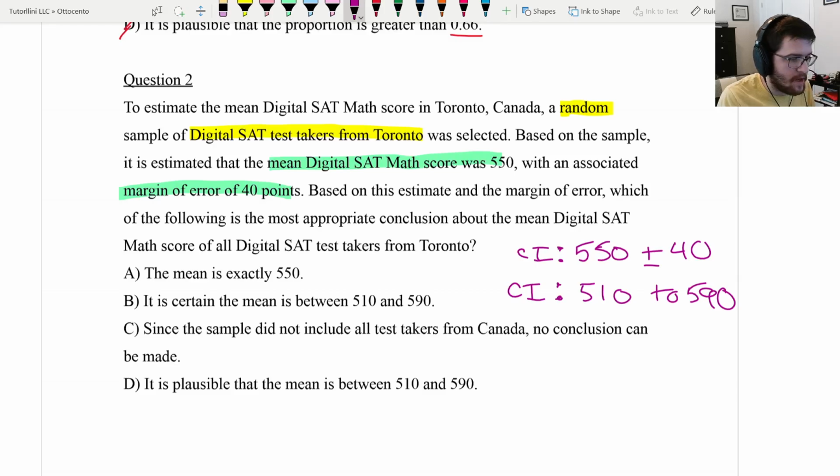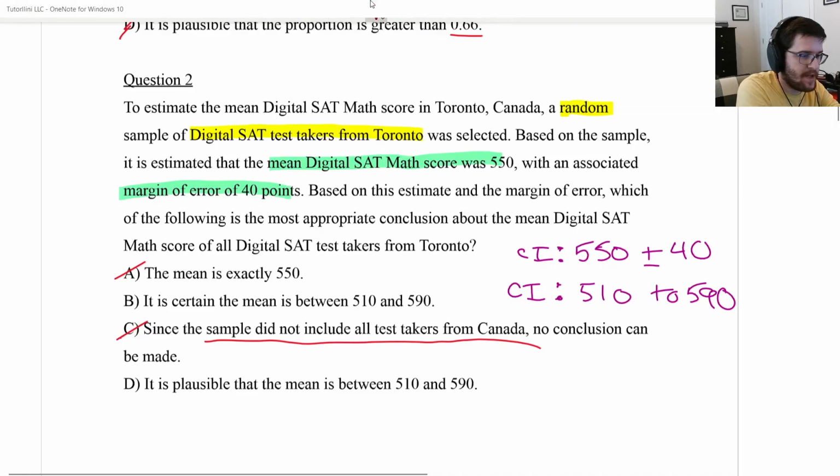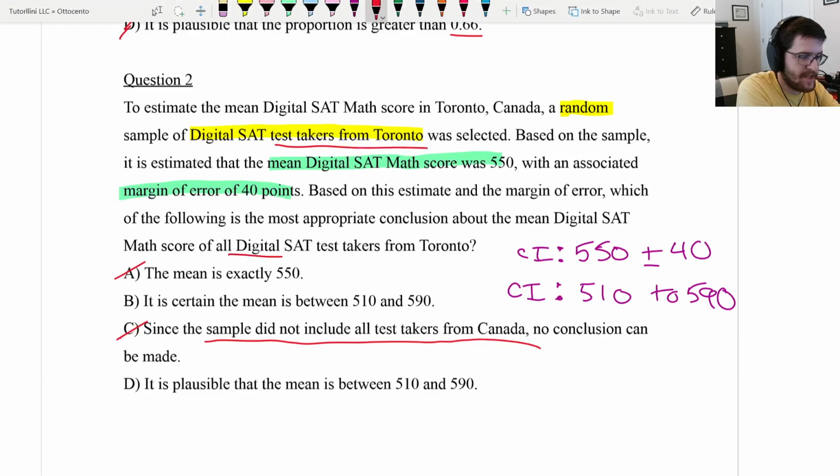And right away, we're kind of already gravitating towards answer choices that mention those two numbers. This actually has nothing to do with it. We don't need all test takers from Canada. All we care about is the test takers from Toronto. Not only does it not include the numbers, it has nothing to do with it. As long as the conclusion we're trying to make is about the test takers from Toronto, which it is in the question, right? We're good. So we don't need to worry about that.